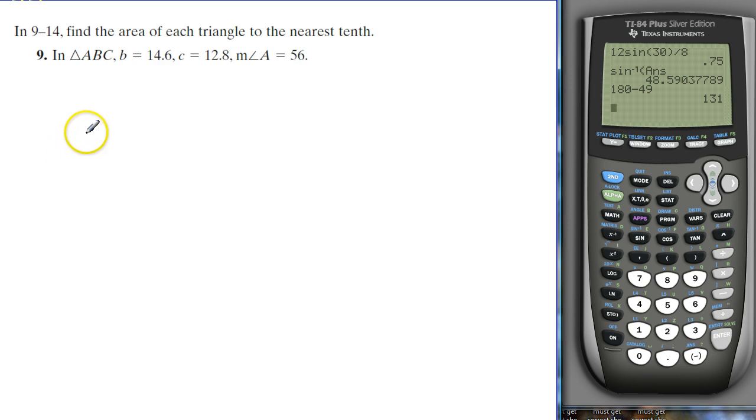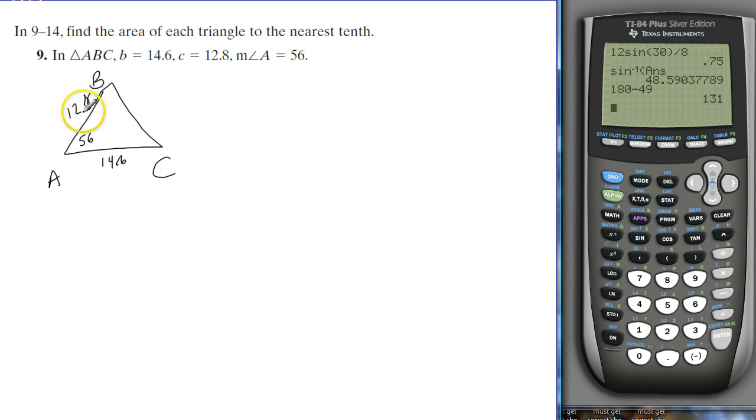So this is right out of our book, and this is for find the area of each triangle. The first one's to the nearest tenth. And what I could do is I could draw a picture. It's going to be ABC. And I'm going to label what they give us. So they say side B is 14.6. Side C is 12.8. Angle A is 56. So that's 56 goes here. Side B is opposite, so that's 14.6. And side C is opposite, so that is 12.8.